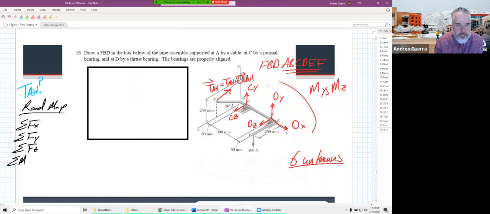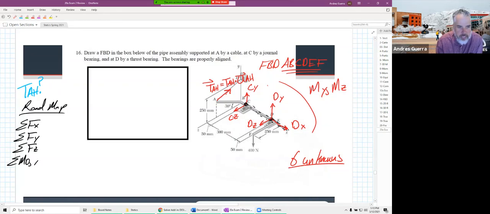A would not be a good point to pick there, but we have sum of moments in the x, y, and z also. And so we have to pick a point for moments. We could pick either C or D, which would be really good for this problem, because at point D, we would get rid of 3 unknowns. At point C, we would also get rid of 3 unknowns, because the line of action for Dx goes through point C. So C or D, both are good. I'm going to pick D.